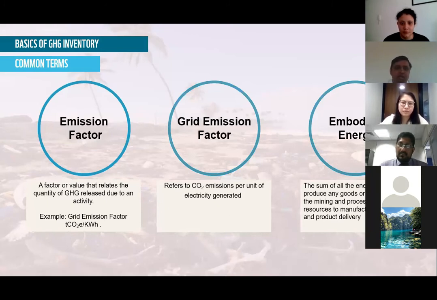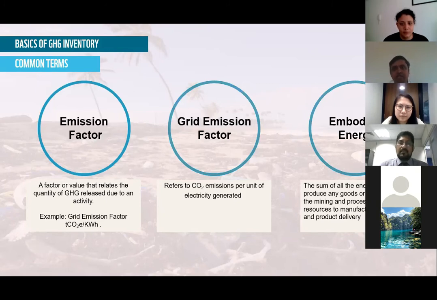The emission factor is a value that relates the activity data to the quantity of greenhouse gas emissions that comes out of that activity. By activity data, I mean, for example, consumption of fuel, consumption of electricity, or driving our vehicles. All of these activities lead to greenhouse gas emissions. That's why these are called activity data. So emission factors are required, and one of the simplest examples is the grid emission factor.